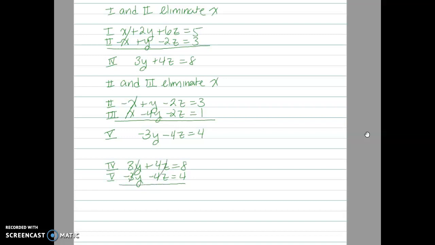And when I do that, I have 0 on the left-hand side, but I have 12 on the other side, which is not a true statement. And since all the variables have been eliminated, but the statement I'm left with is false, that means I have no solutions, or the empty set. Which just means that the three planes do not intersect at any point or any line.